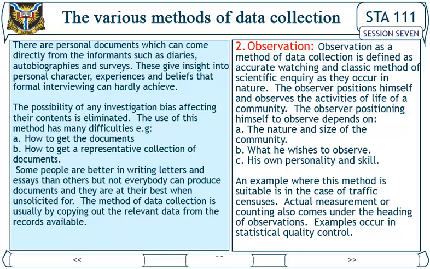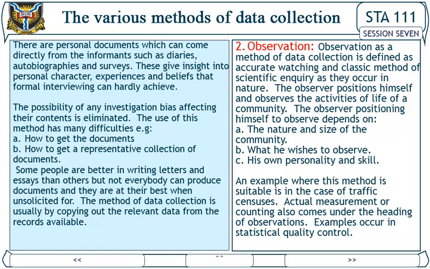2. Observation. Observation as a method of data collection is defined as accurate watching and recording of phenomena as they occur in nature, a classic method of scientific inquiry. The observer positions himself and observes the activities of life of a community. The observer positioning himself to observe depends on A. The nature and size of the community, B. What he wishes to observe, C. His own personality and skill.